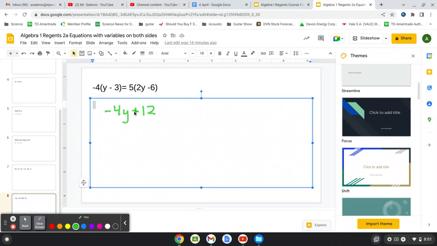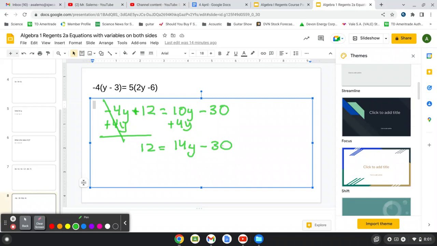Remember your signs. Be careful about that. And this will be 10y minus 30. Very easy to make mistakes, so you want to take your time. And so if I want to get rid of the y, I'm going to have to add the 4y. That'll cancel. Whatever you do to one side, do to the other. And 12 is going to equal 14y minus 30.